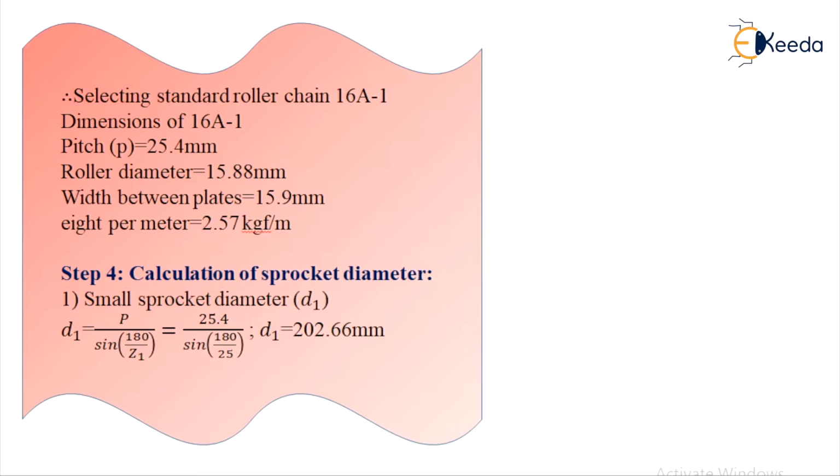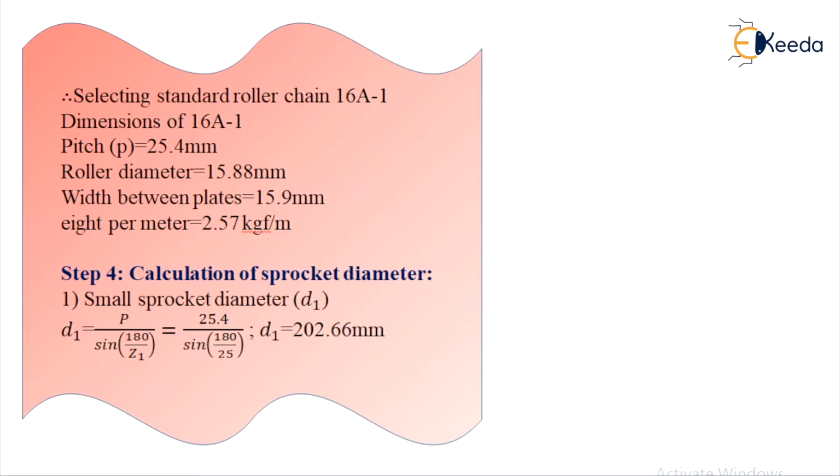Therefore, selecting a standard roller chain 16A1, the dimensions of 16A1 are: pitch 25.4 mm, roller diameter 15.88 mm, width between the plates 15.9 mm, weight per meter is 2.57 kgf per meter. Step number 4, calculation of the sprocket diameters.